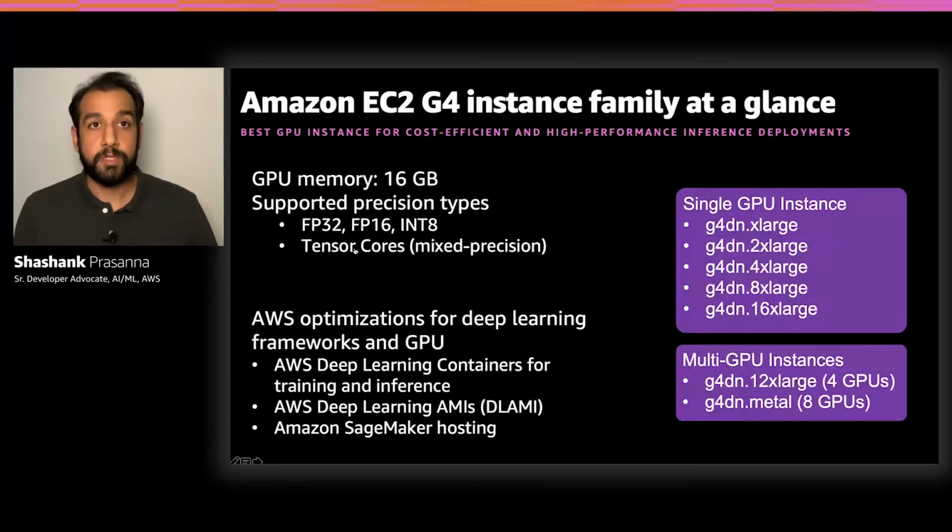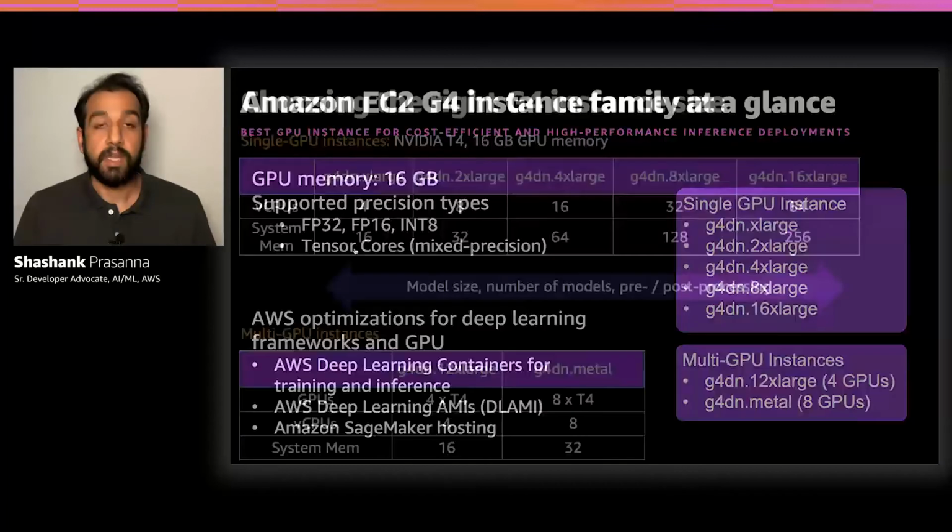In terms of what options are available to you on AWS, you have NVIDIA T4 GPUs on the G4 instance type. As I mentioned, they come in these different sizes. There are 5 different options for single GPUs, 2 different options for multi GPUs. And in terms of software, the AWS Deep Learning AMI and Deep Learning Containers offer all the optimized software you need to run inference, including TensorFlow Serving and other software that you may need.